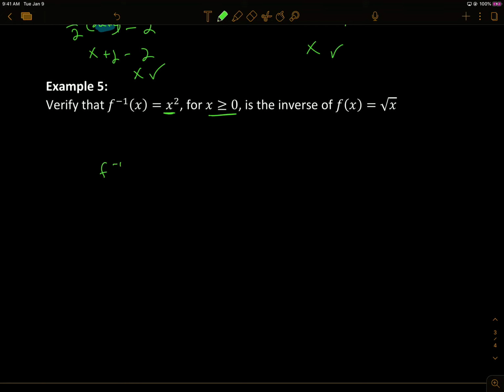So I want to say that f inverse undoes f. I want to show that it just equals x. So f inverse is x squared, and I want to plug f into that. So I grab f, which is the square root of x. I'm going to see that the square root of x, squared, is just going to equal x. And that's for all our positive x's. x is bigger than or equal to 0.